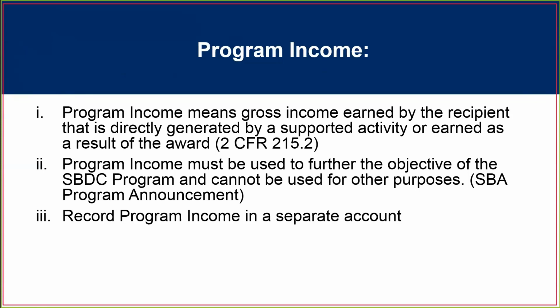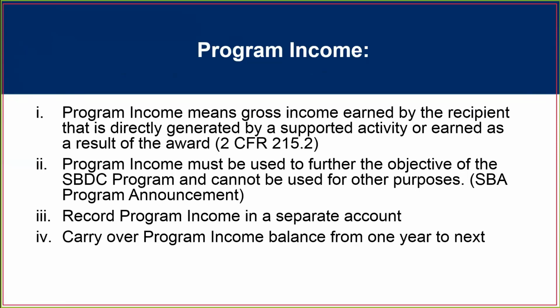And record program income in a separate account. So there needs to be segregated accounting, that there needs to be a separate fund for the federal grant and then separate funds as required by the funder and host policies for cash match, and then also a separate fund for program income.